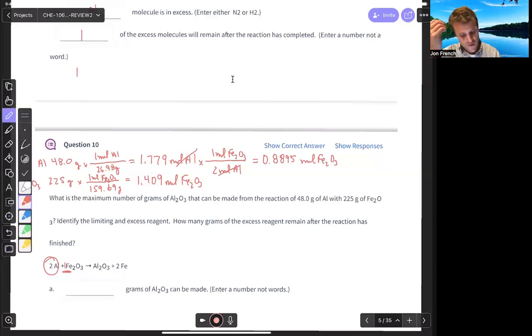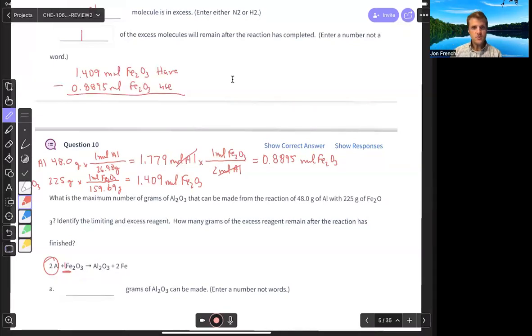So I've got 1.409 moles of iron 3 oxide, and this is how much I have. I use 0.8895 moles. That's how much we use. So to find excess, we're just going to subtract those two. 1.409 minus 0.8895, we've got 0.5195 moles of iron 3 oxide excess.